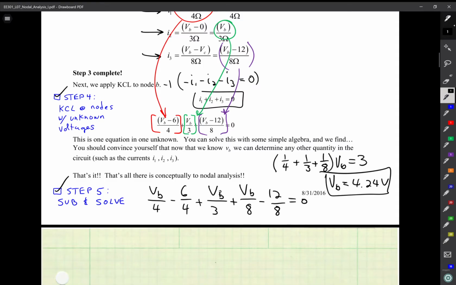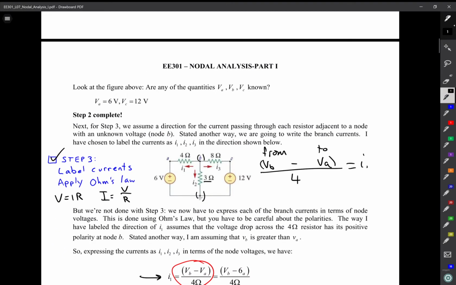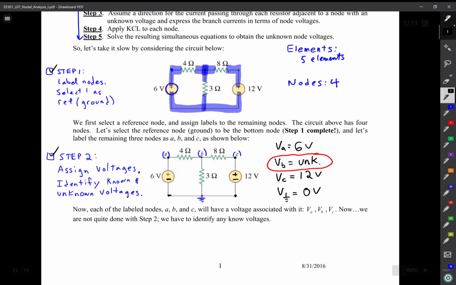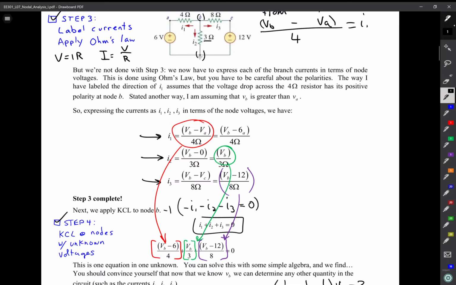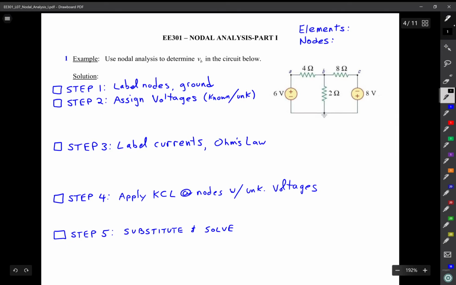And there's my answer. Now, if I go back to the beginning, I have a circuit where I know what the voltage at VA is, I know what the voltage at VB is now, and VC. Because of that, I can see that all of my currents here are defined in terms of node voltages, so I can solve for any one of those currents as well. As long as I have all the node voltages, I can find currents in every one of those paths. And that's it. That's the process for nodal analysis.